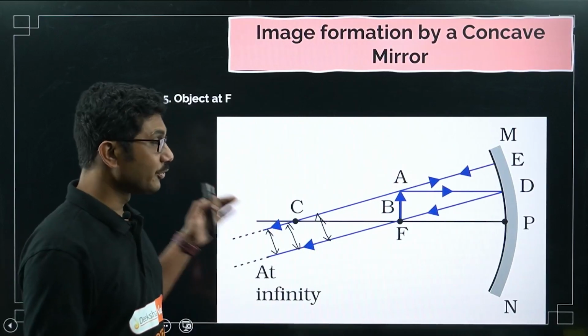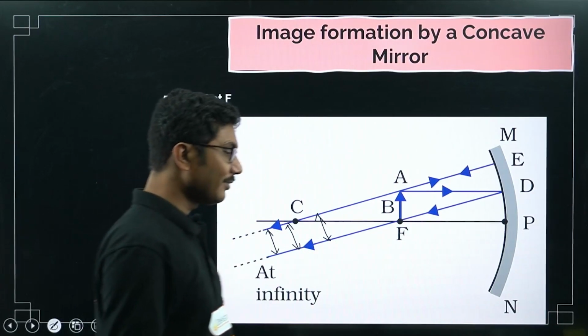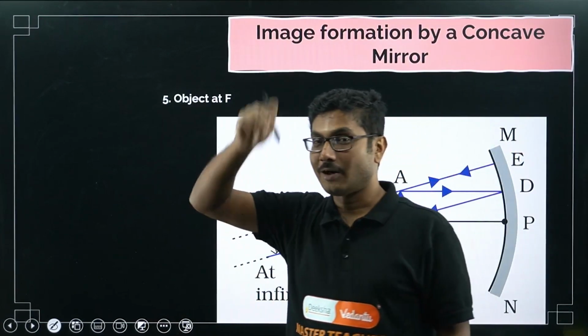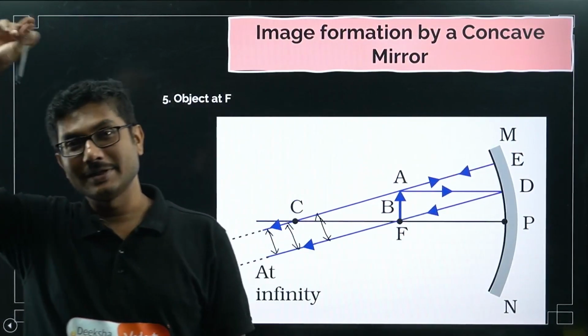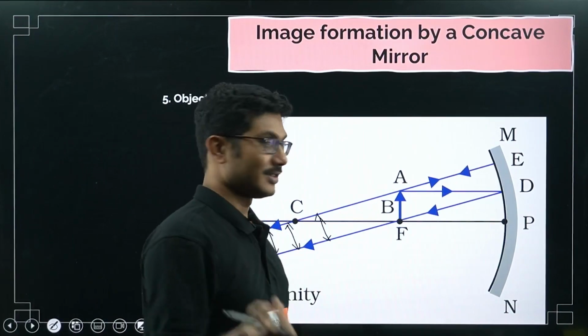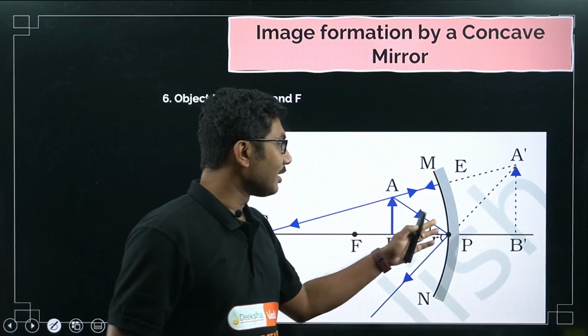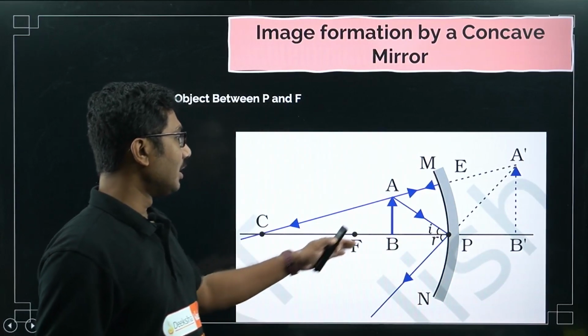This is exactly opposite to that. You have learned when the object is at infinity, the image is at focus. When the object is at focus, the image is at infinity. So, vice versa.